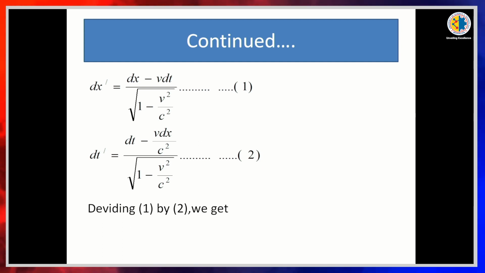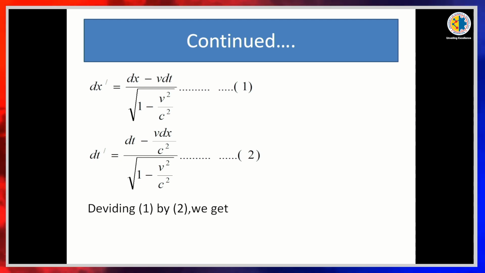Now what we do here is take the differentials of the Lorentz transformation equations. Then we get dx dash is equal to dx minus v dt divided by root over 1 minus v square by c square, equation number 1, and similarly dt dash is equal to dt minus v dx by c square divided by root over 1 minus v square by c square, equation number 2. It is a simple calculation, so it is not mentioned in this slide; only the results dx dash and dt dash are written.